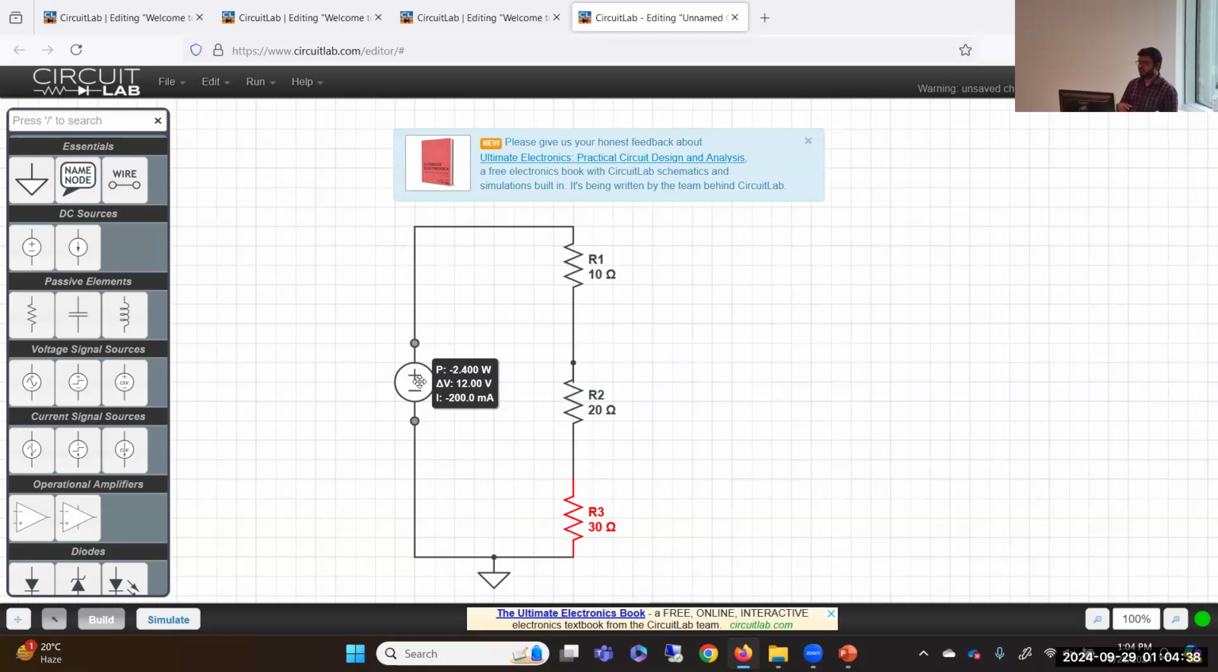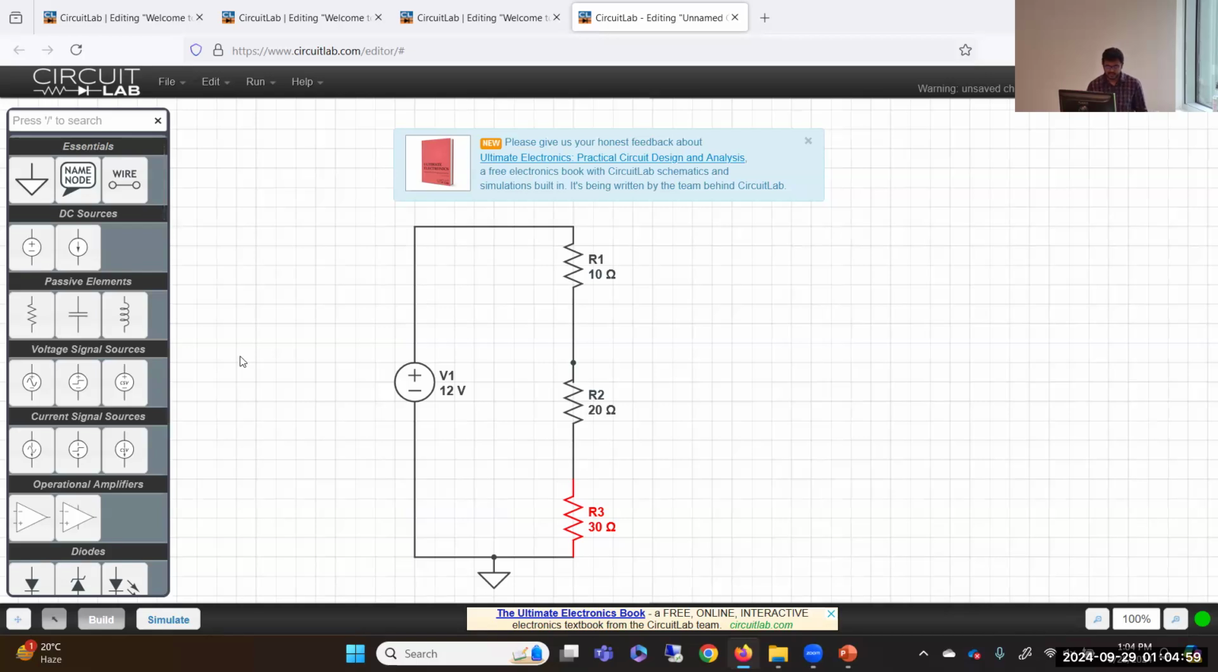You just need to build the circuit. How do you do the arrow for the current? Sorry, the arrow for the direction of the current, how do you change it? There's one, it says current source is going downwards. If I want to make it go upward. Yeah, I'll show that in another example. Okay, so that's the simple circuit.